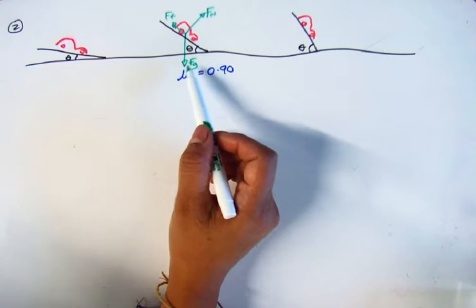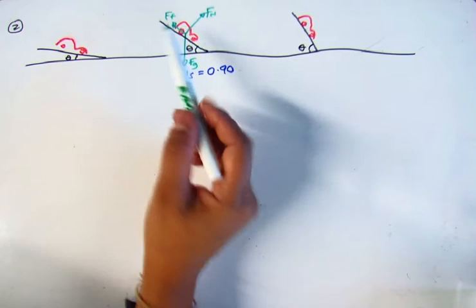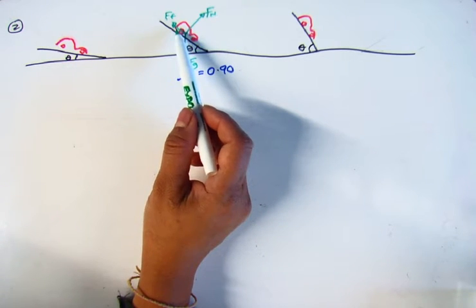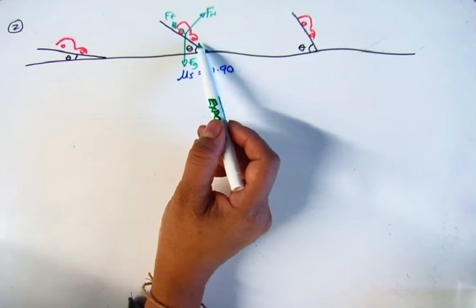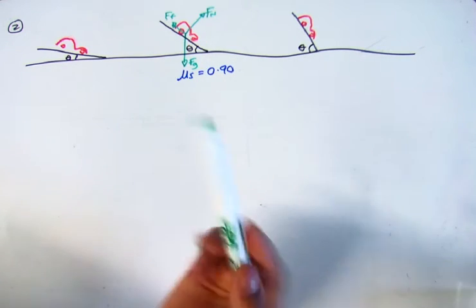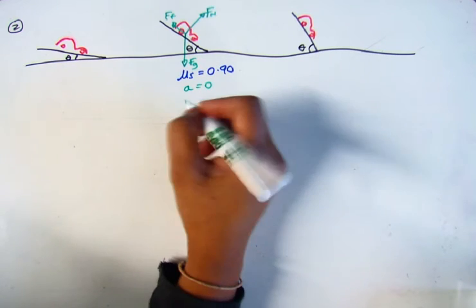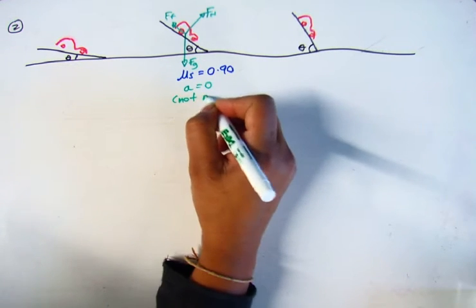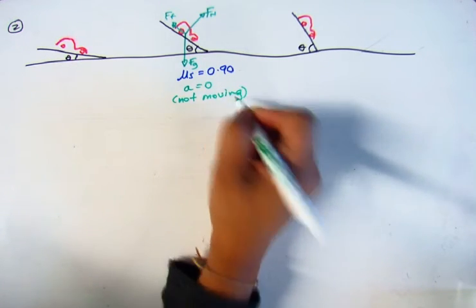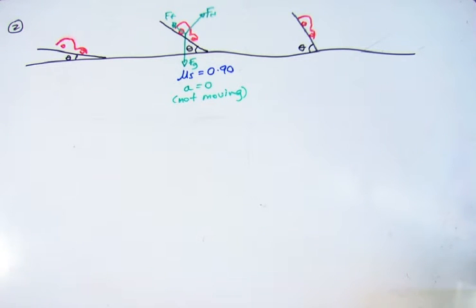So the idea is just the proportion. Obviously this force is big enough to overcome the x component of gravity, which keeps the car in place. We know that mu s is 0.9. We also know that a equals 0. It's not moving, right? So let's start this problem in the usual way. We're going to start with F net equals the sum of the forces.